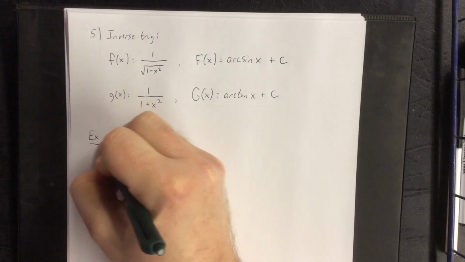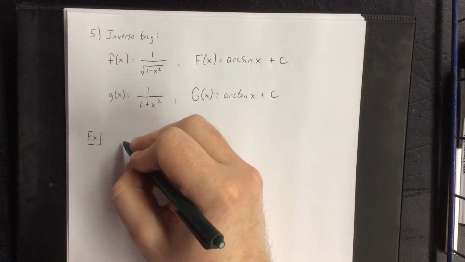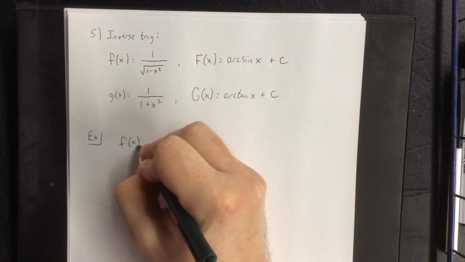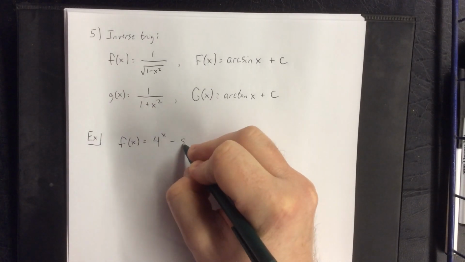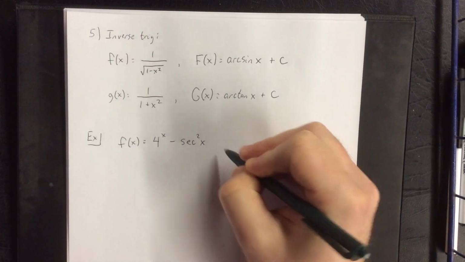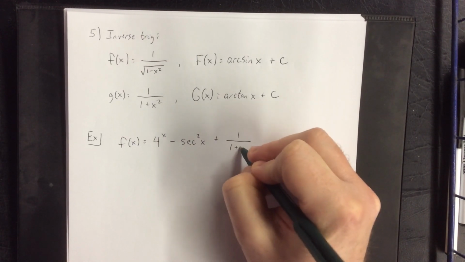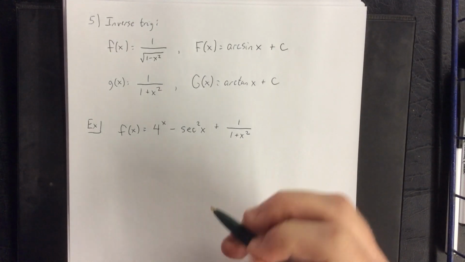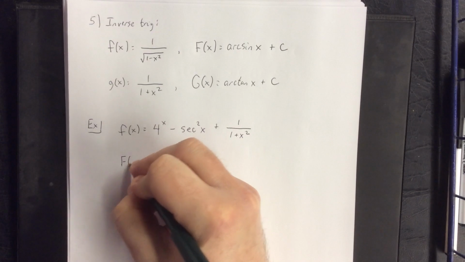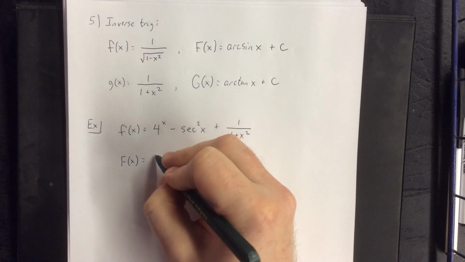So, quick example pertaining to all of the basic forms that we've just seen. Let's consider the function f of x is equal to, let's do 4 raised to the x power minus the secant squared of x plus 1 over 1 plus x squared. Good variety in here. So the antiderivative of this function, if we go term by term, 4 to the x would be considered an exponential.